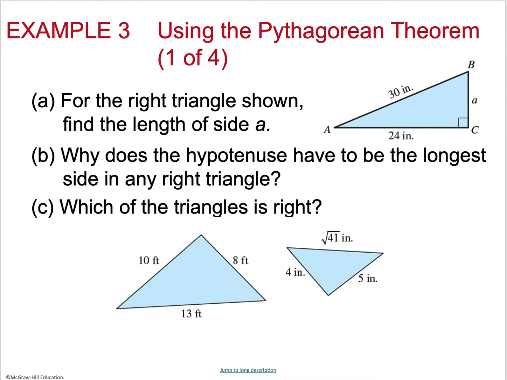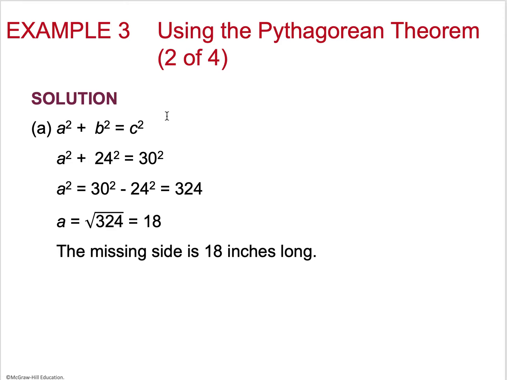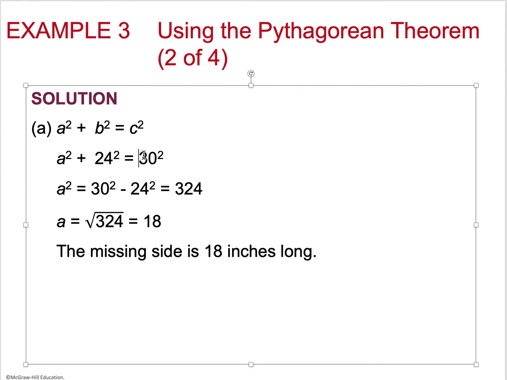So what does that actually look like in practice? For the right triangle shown in part A, I want to find the length of A. Now, if I look at that right angle, the value across from it is 30. So 30 is my hypotenuse. A and 24 are my legs. So I'm going to do A squared plus B squared equals C squared, where A and B are legs. I replace B with 24 and the hypotenuse with 30. Then I have to use my calculator to square those values, or I could subtract 24 squared from 30 squared and type this entire statement into my calculator, which gives me 324.